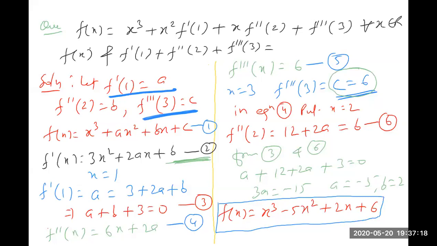Everybody got it? Yes, sir. Because this is, I think you must be observing, a bit difficult problem. So what we have done in the beginning, we have taken f dash 1, f double dash 2, f triple dash 3 as constants, then solved.